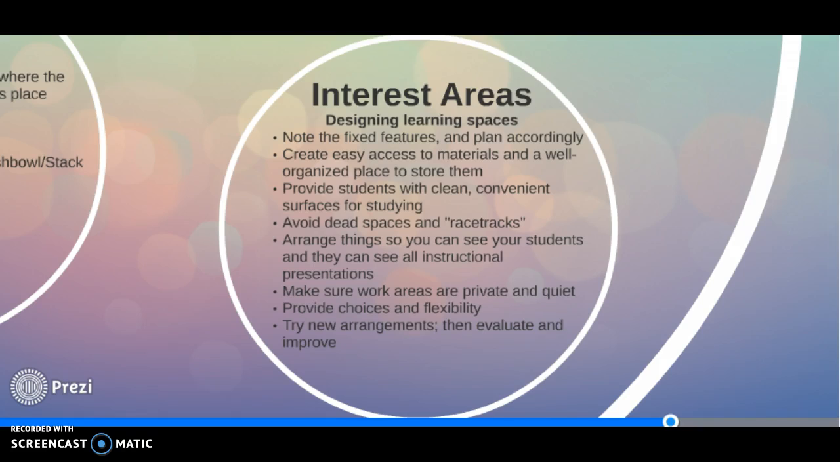Avoid dead spaces and racetracks. Don't have all the interest areas around the outside of the room, leaving a large dead space in the middle. Arrange things so you can see your students and they can see all instructional presentations. Make sure you can see over partitions. Make sure work areas are private and quiet. Provide choices and flexibility, and try new arrangements, then evaluate and improve. So have a 2-week arrangement, then evaluate and change up how you have your students sit in the classroom.